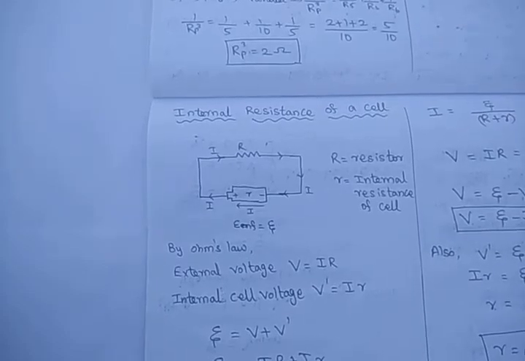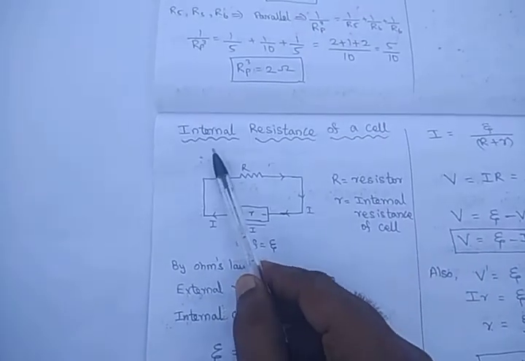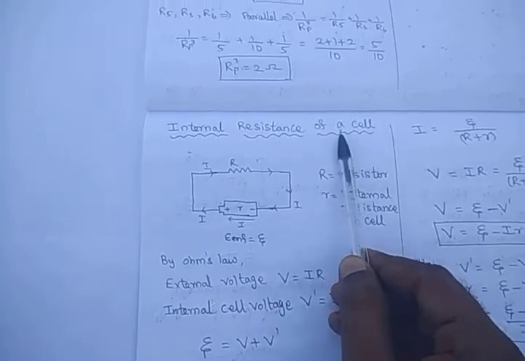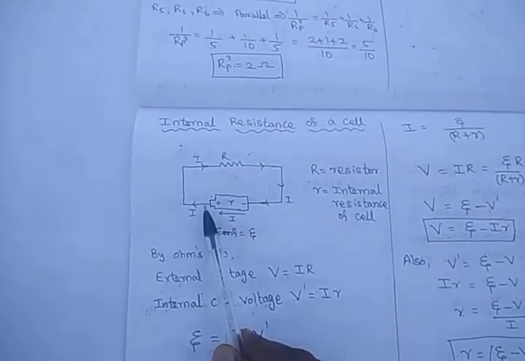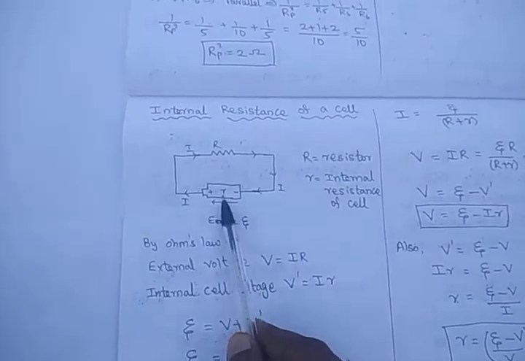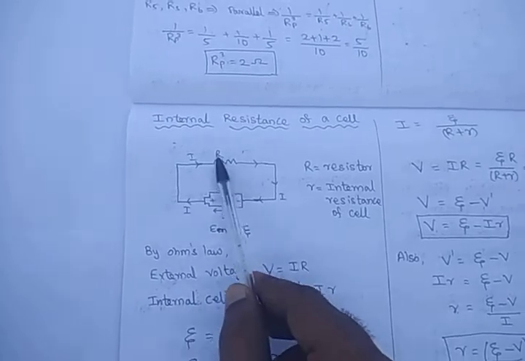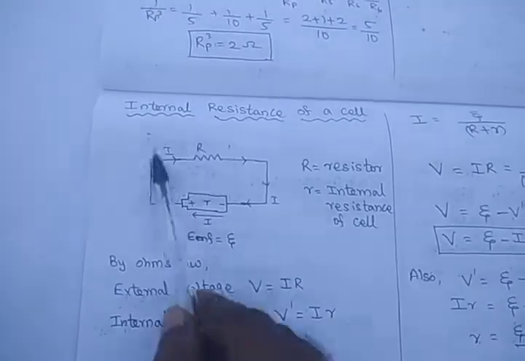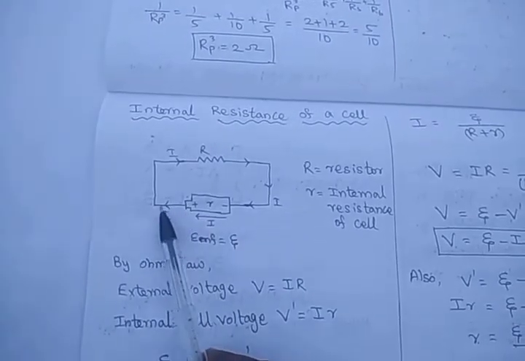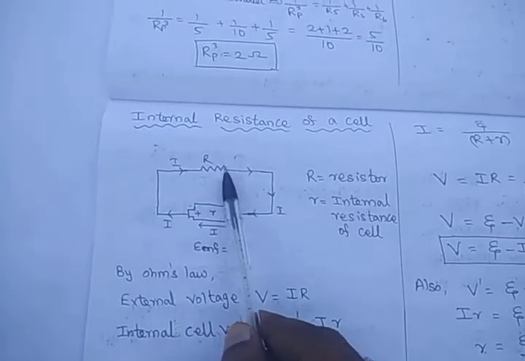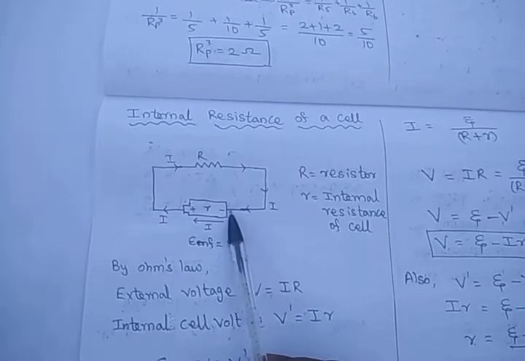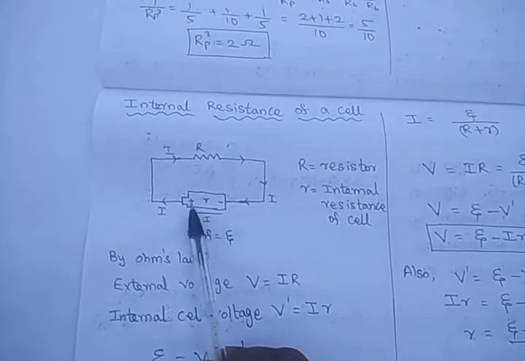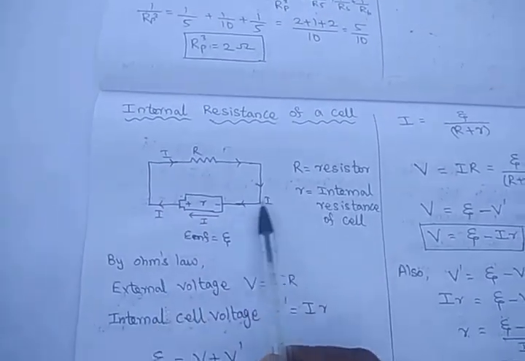Dear students, today we are going to see about the internal resistance of a cell. So we know that this is a cell. When the battery or the cell is connected with the external resistor, the current will flow from the positive terminal to the negative terminal. Here the current starts from the positive terminal, passes through the resistor, and comes back as the same current, and this current has to pass through the cell, then only the circuit will be completed.